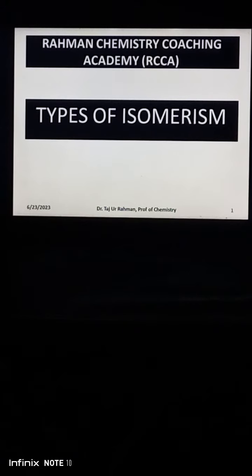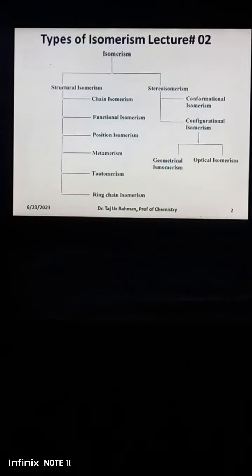In today's lecture, we will discuss and explain different kinds of isomerism. There are two types of isomerism, that is structural isomerism and stereoisomerism. Structural isomerism is further classified into six types. They are chain isomerism, functional group isomerism, position isomerism, metamerism, tautomerism, and ring chain isomerism.